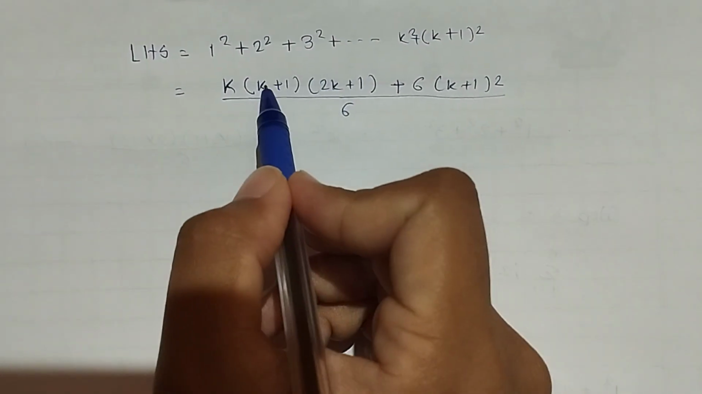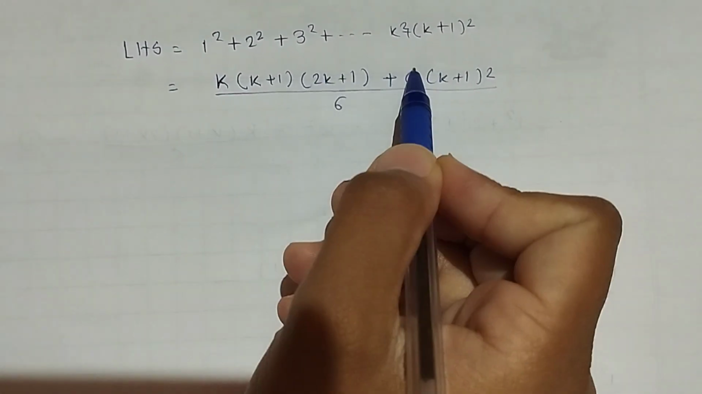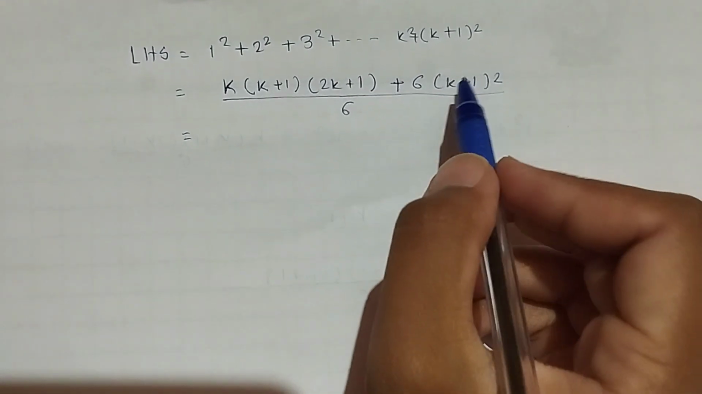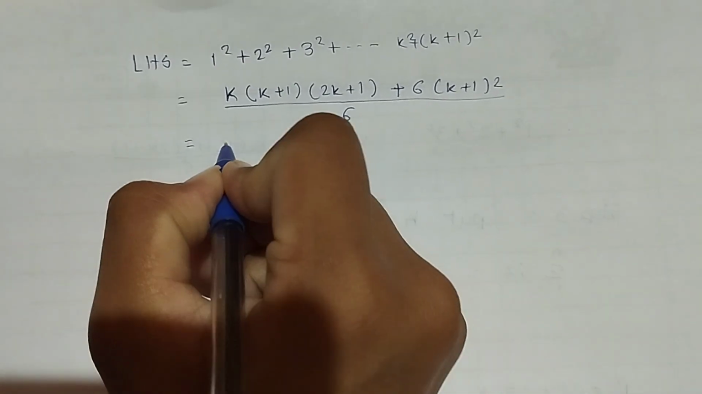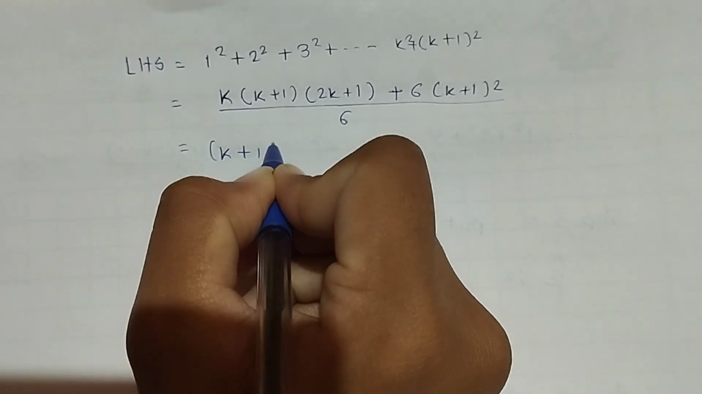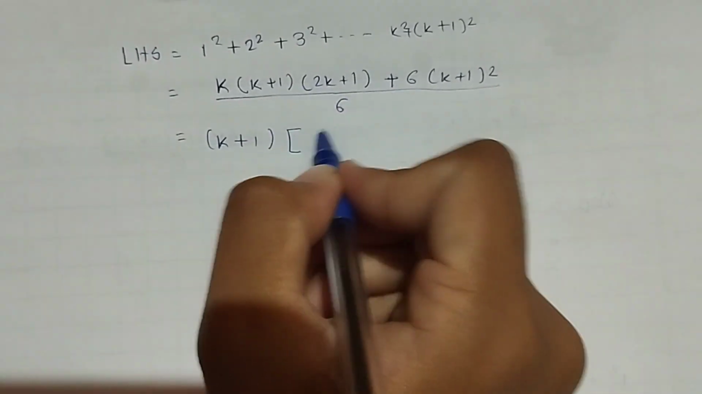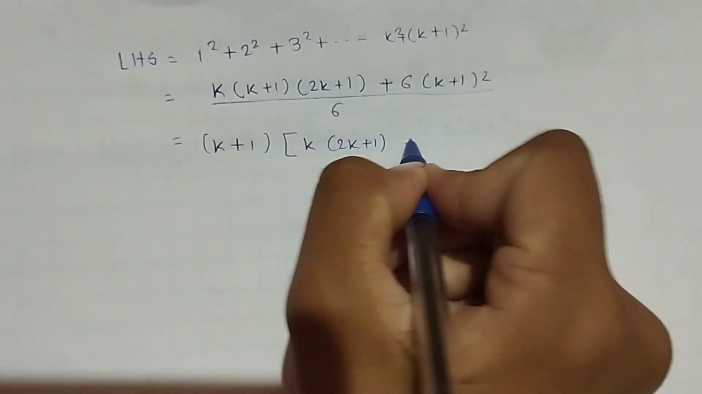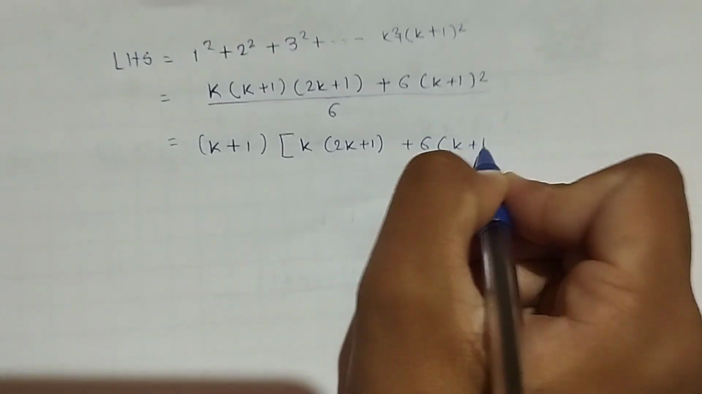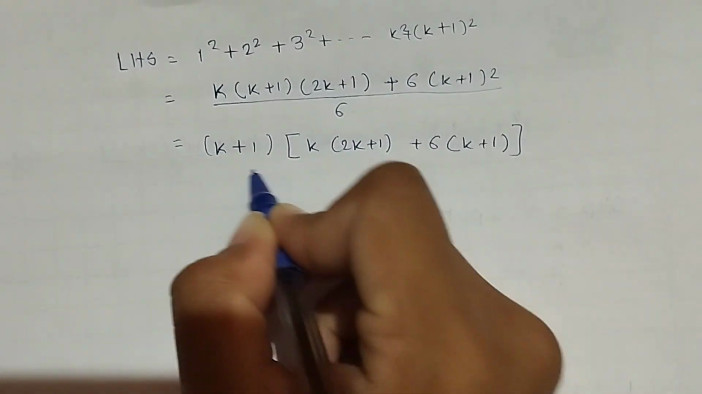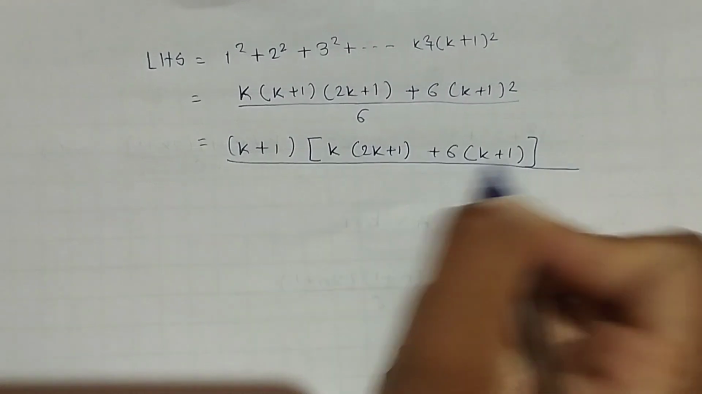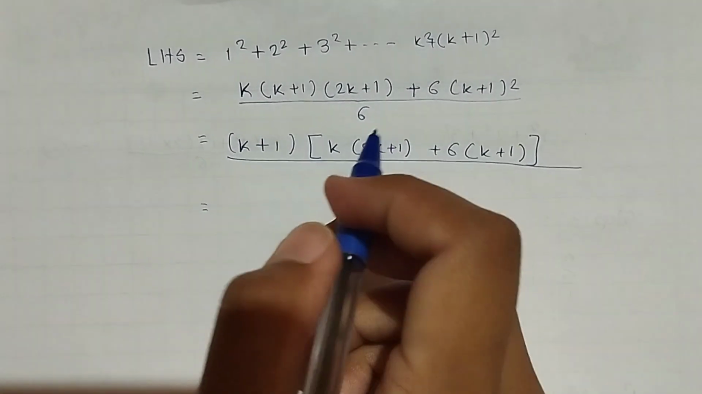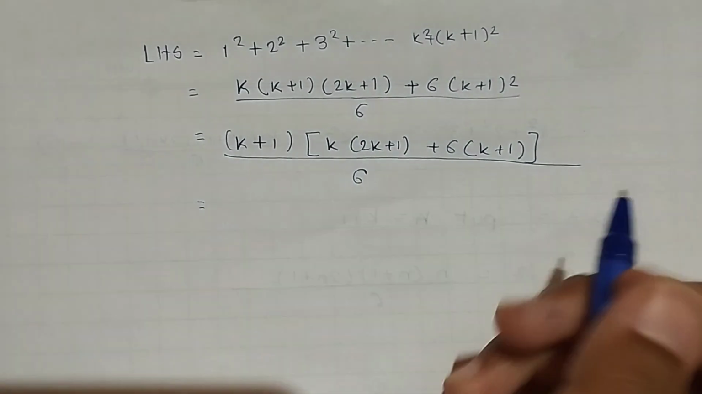So as I say, we put k plus 1 common from this equation, because this k plus 1 square is nothing but k plus 1 into k plus 1. So we put k plus 1 directly outside the bracket, and in the bracket only k into 2k plus 1 plus 6 into k plus 1, divided by 6. Now one term we found. Now the remaining two terms we find out.